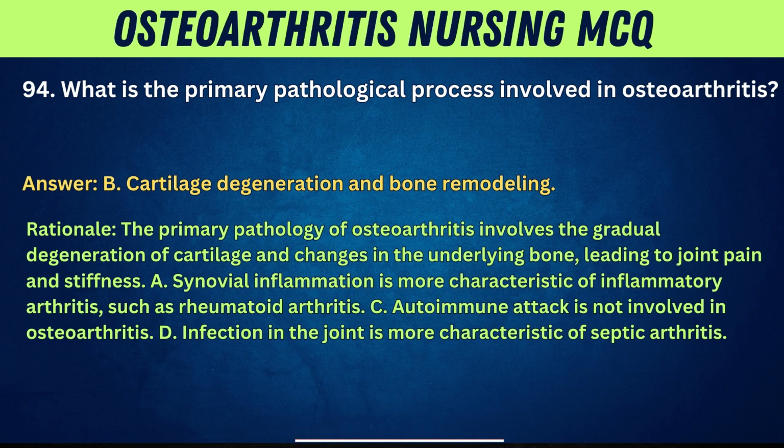Rationale: the primary pathology of osteoarthritis involves the gradual degeneration of cartilage and changes in the underlying bone, leading to joint pain and stiffness. A. Synovial inflammation is more characteristic of inflammatory arthritis, such as rheumatoid arthritis. C. Autoimmune attack is not involved in osteoarthritis. D. Infection in the joint is more characteristic of septic arthritis.